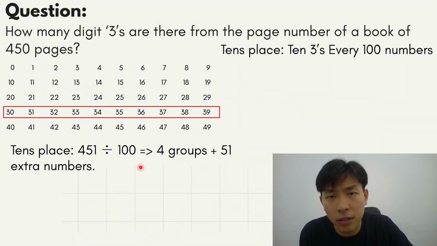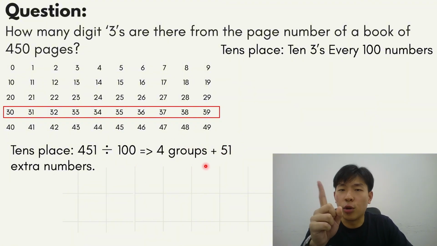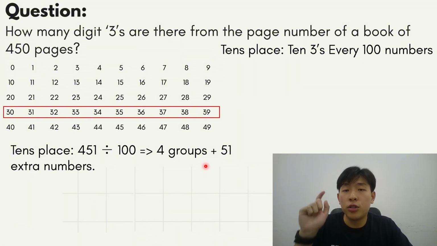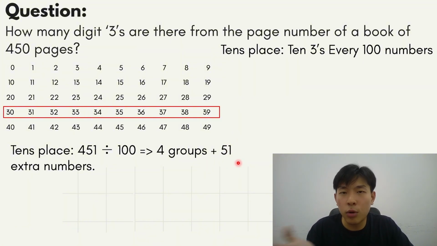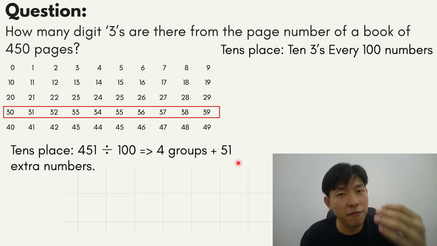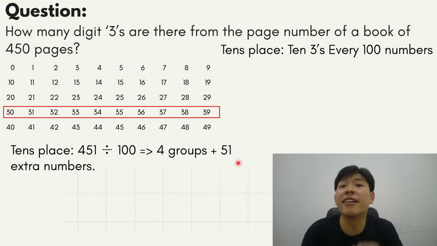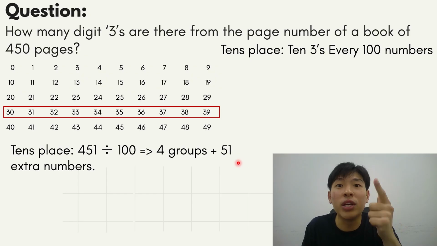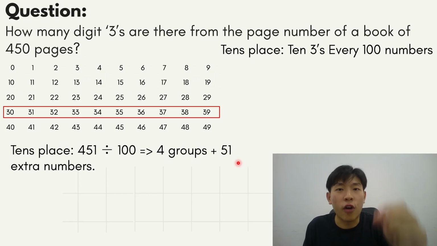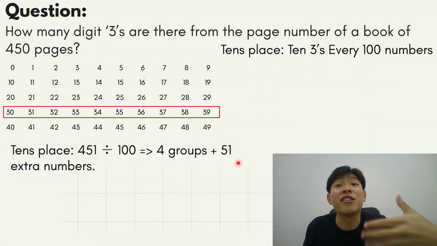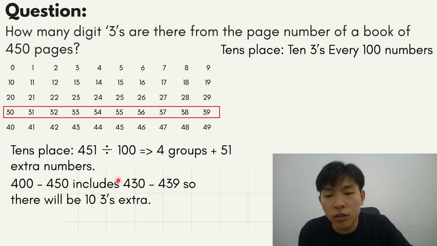Now what is these 51 extra numbers? Let's look at the groups first. First group will be 0 to 99. Second group will be 100 to 199. Third group, 200 to 299. Fourth group will be 300 to 399. So these 51 numbers will be 400 to 450. So within this 400 to 450, do we have any threes in the tens place? Yes, we do. 430 to 439. So how many tens do we have here? How many threes do we have here? Yes, we have 10 threes. Perfect. So includes 430 to 439. So there will be 10 threes extra.